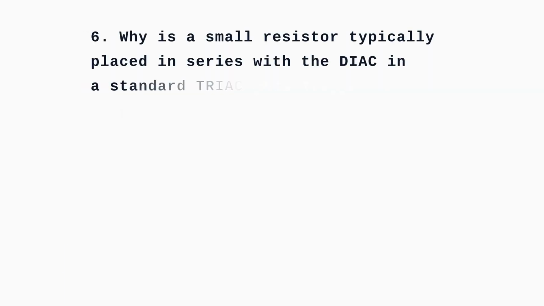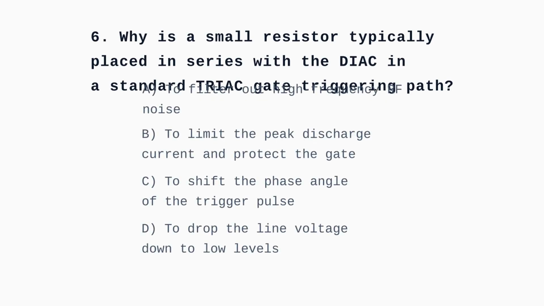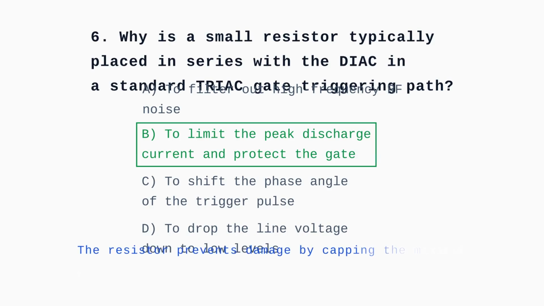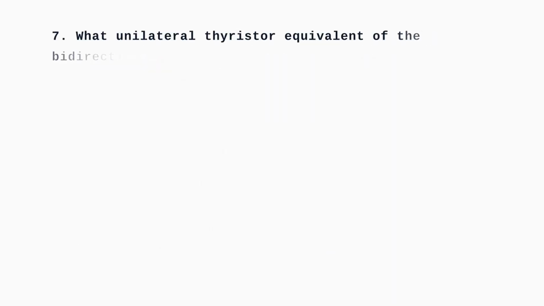Question 6. Why is a small resistor typically placed in series with the DIAC in a standard TRIAC gate triggering path? Without a current-limiting resistor, discharging the phase shift capacitor directly through the DIAC can generate extreme current spikes that degrade the TRIAC's gate junction.